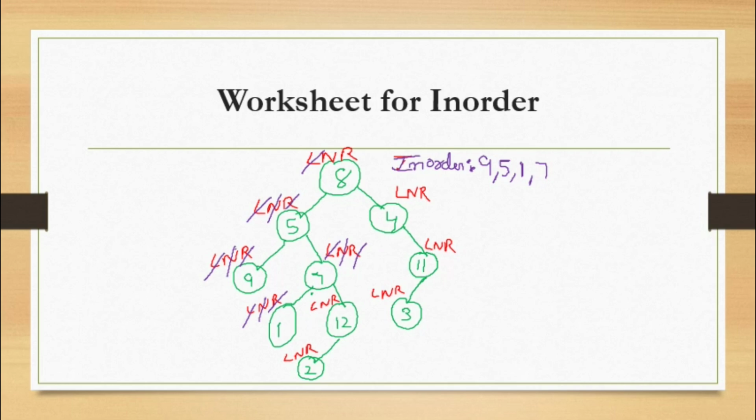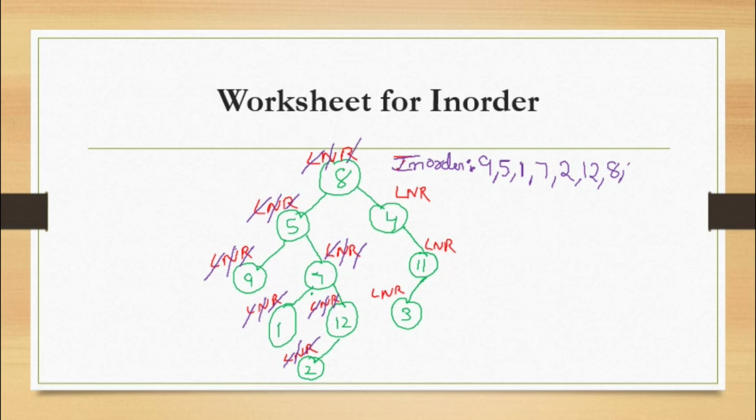Here I go to the left of 12. Now I go to the left of 2. There is nothing to the left of 2, so I visit 2. Right also I don't have anything. I come back, so 12, now I visit 12. Right of 12 I don't have anything. I go back, and I go back. Now I visit 8. Now I go to the right of 8.